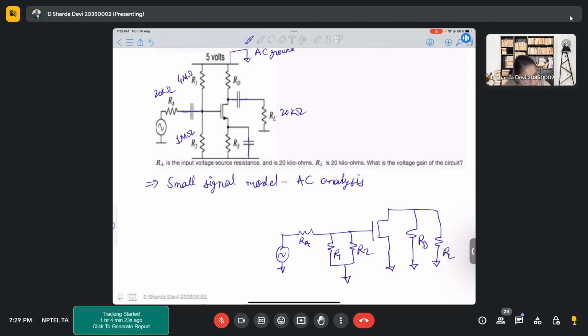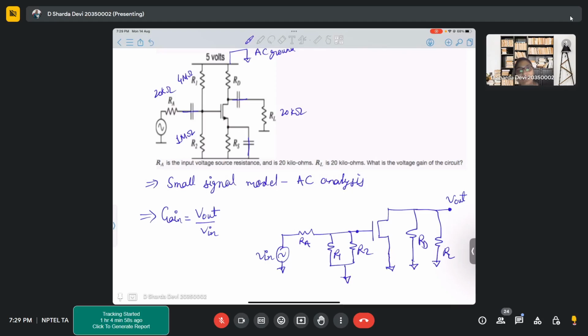This is how the circuit actually looks, with V out over here and V in over here. And what we have to find is the gain. So what is gain? It is V out by V in, right? So how do we find V out by V in?